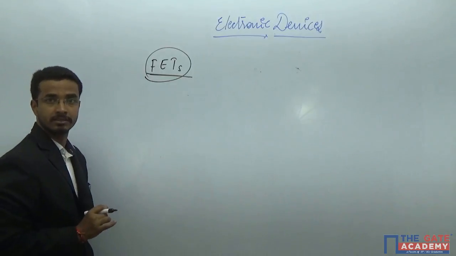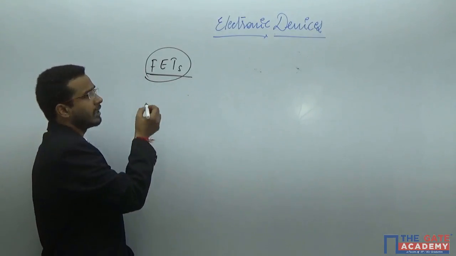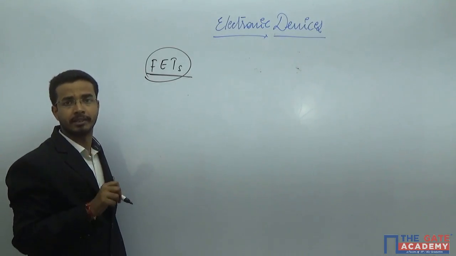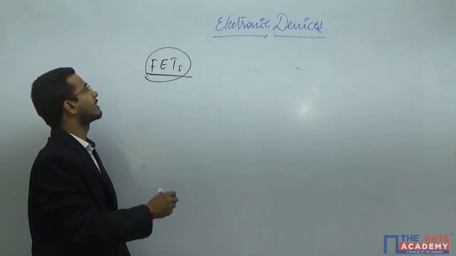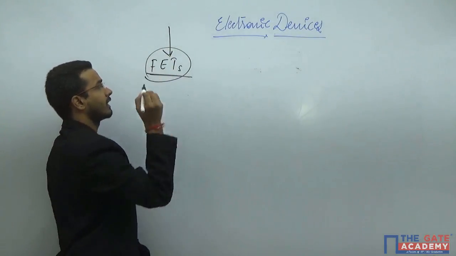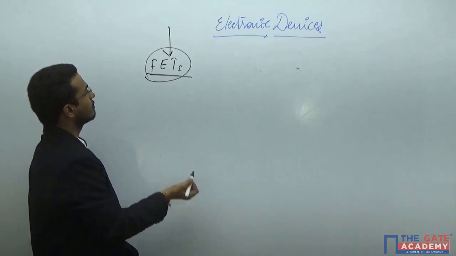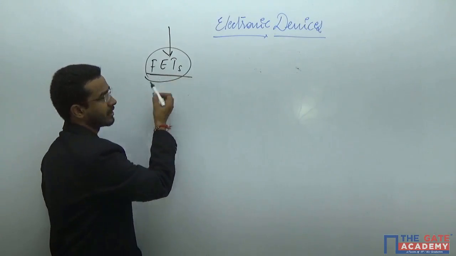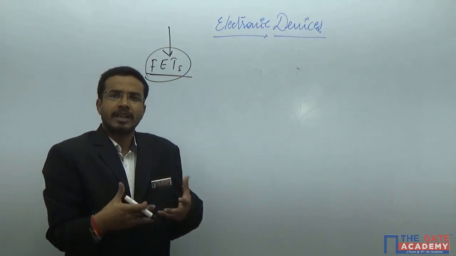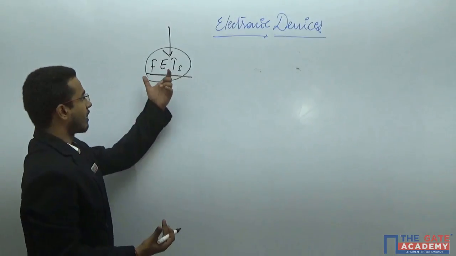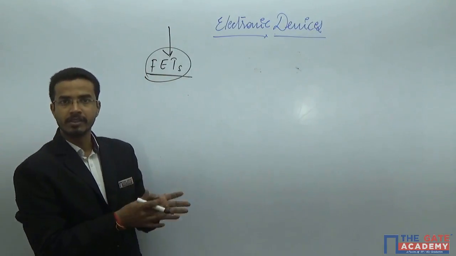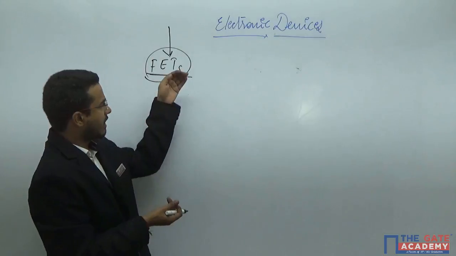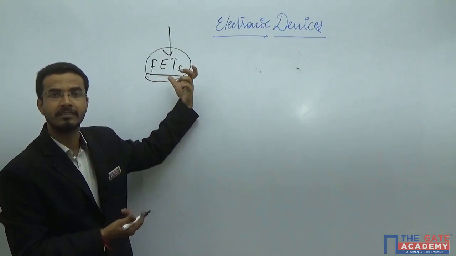What is the meaning of this? That means whatever conduction you are getting with the device depends on the electric field. That is why it is known as the field effect transistor. Whatever conduction you are getting is just because of the applied field. And we will see how it will work. But firstly I want to characterize this particular FET.